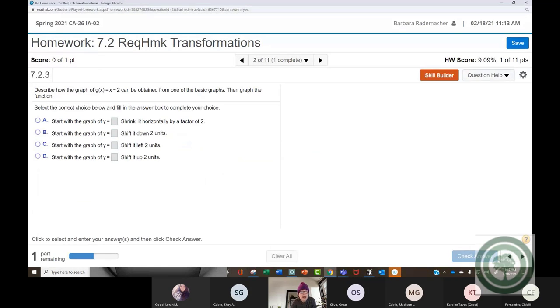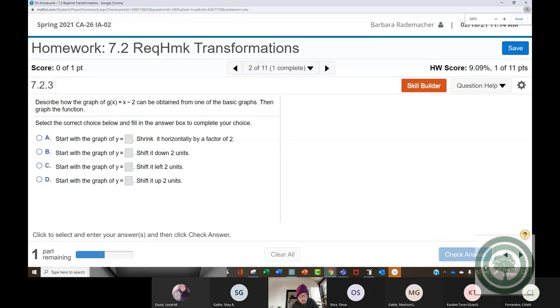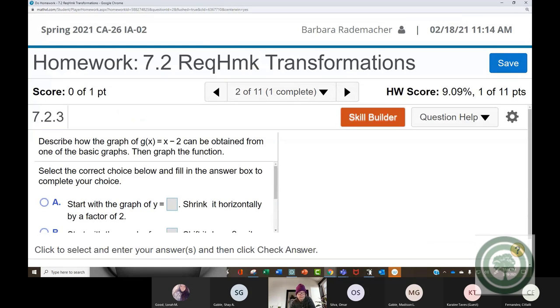Okay. Now, look at this. Describe the graph of g of x equals x minus 2 and how it can be obtained from the basic graph. Okay, I don't know if you can see this. I should probably make it bigger. There. Describe how the graph of g of x equals x minus 2 can be obtained from one of the basic graphs. Then graph the function. The basic graph is y equals x.